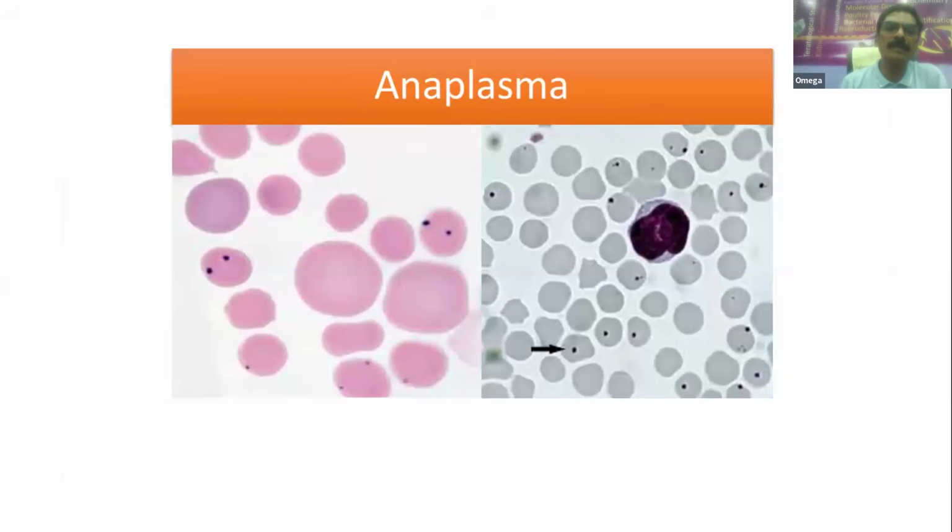So anaplasma. Here we can see two dot-like structures. This is the anaplasma marginal, central. Here also we can see the anaplasma marginal. Here also we can get the anaplasma central. So these are the anaplasma.